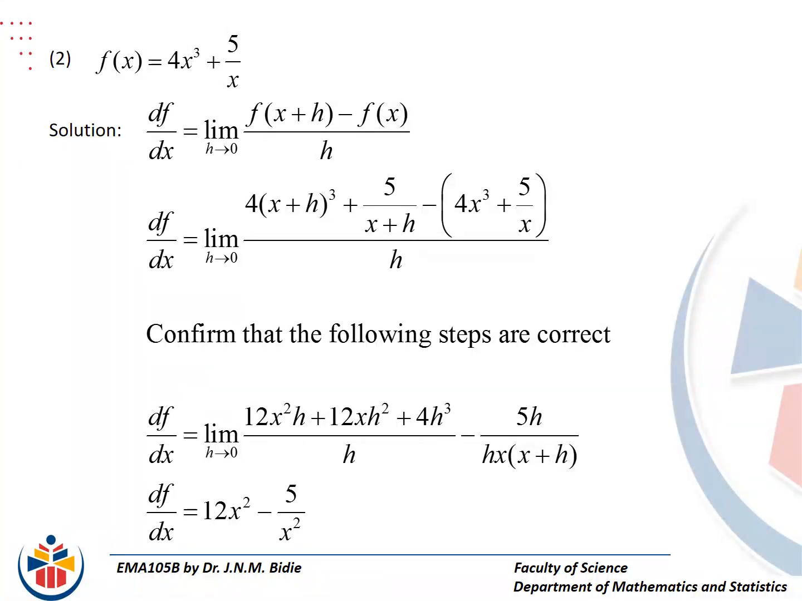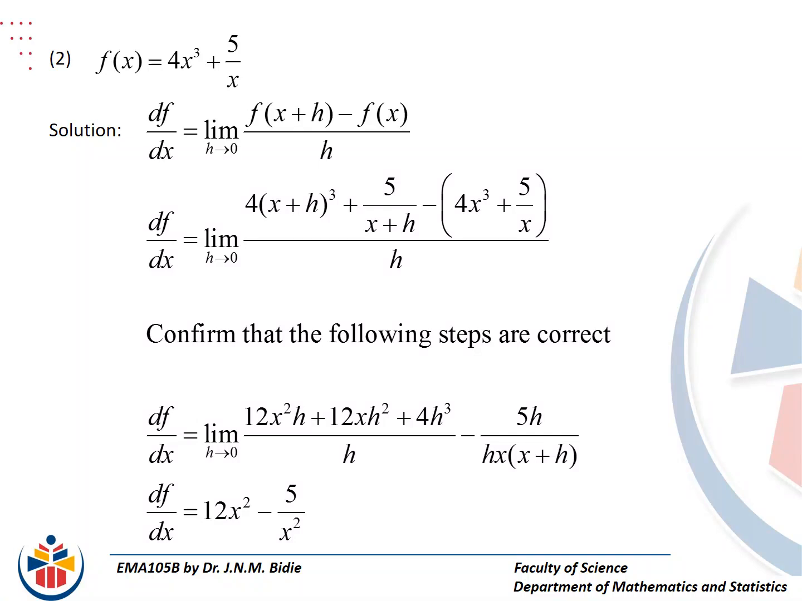We go to the next slide. Example 2 is f of x equal to 4x cubed plus 5 over x. Again, the solution. Bring back the definition. You need to start by writing down the definition of the derivative. Even on your left-hand side, you can choose to write df over dx as I've written, or just simply write f prime of x. It's still okay.